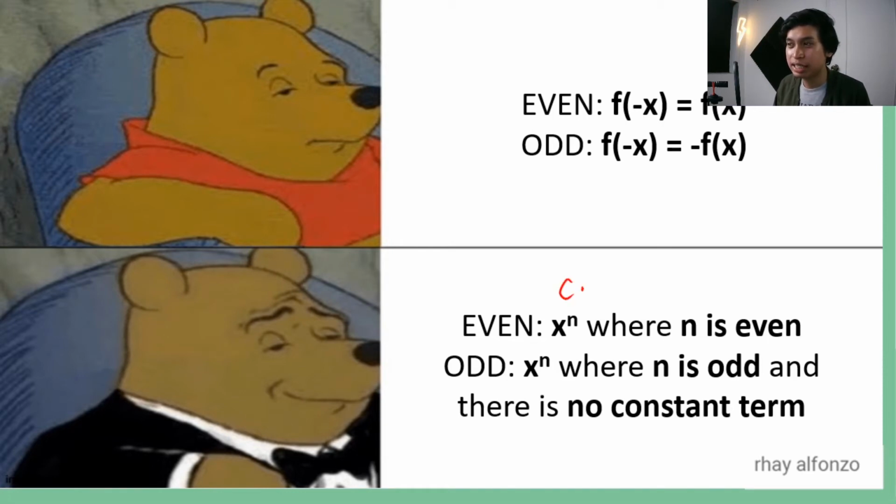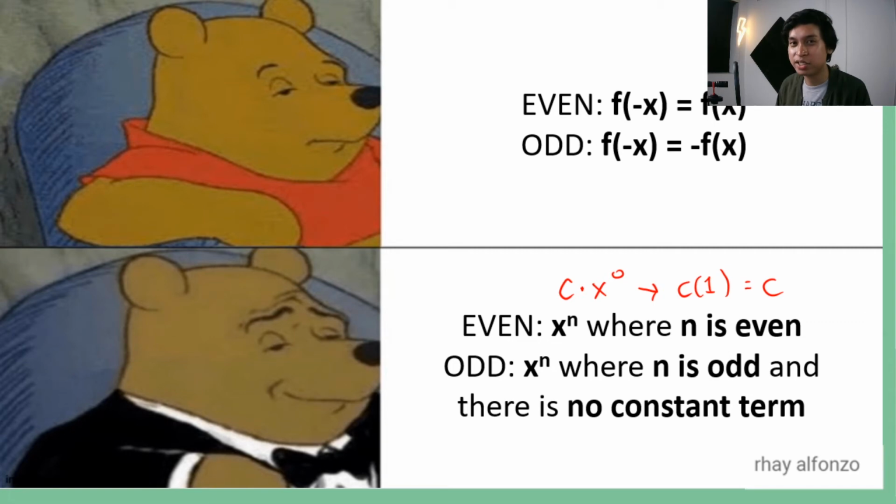So c times x raised to 0. And we all know that x raised to 0 is just equal to 1 because any number raised to 0 is 1. So therefore, this becomes c times 1 or just equal to c. So for even functions, we just have to check if the exponents are even. But for odd functions, we have to inspect all the exponents of x and make sure that they are odd, and also make sure that there are no constant terms in the given.